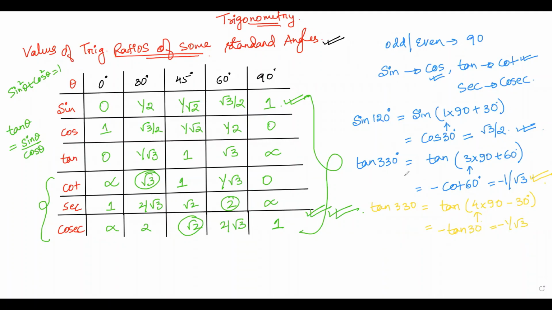So for such cases, either we can write it as an odd multiple of 90 plus some angle, or an even multiple of 90 minus some angle, and both of these will give us the same value. So by using this logic, sine of 90 minus theta can be written as cos theta, and cos of 90 minus theta can be written as sine theta.